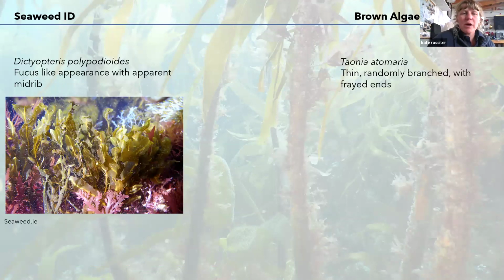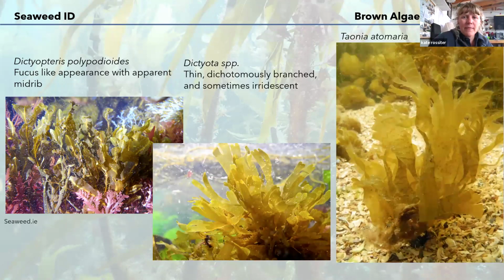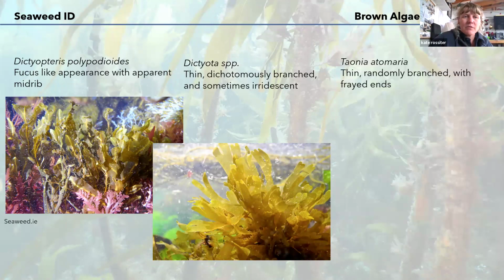Okay, here's some smaller guys. Here's Dictyopteris polypodioides. And this looks a bit like Fucus, but it has a very apparent midrib with no nematocysts or apparent reproductive structures. And it's generally going to be in the subtidal. We also have Dictyota species, which are very similar in size and coloration, but they have no midrib. There's a lot of these different species, and they're pretty interesting from a chemical ecology perspective. But generally, you're going to just identify to the genus with that one.